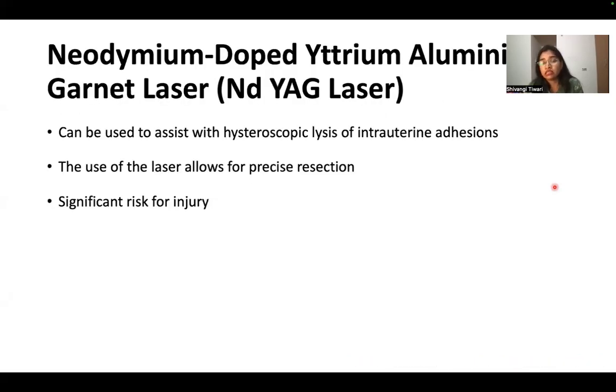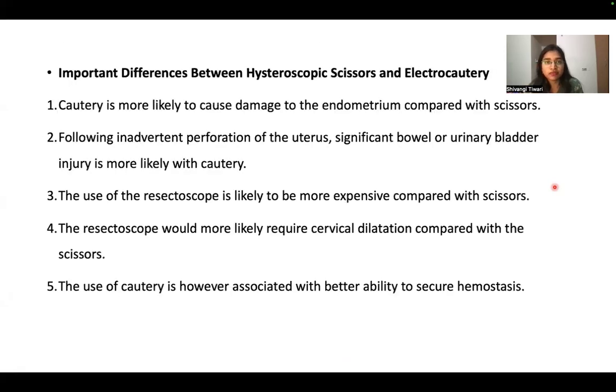Next is Nd:YAG laser. It can be used to assist with hysteroscopic lysis of intrauterine adhesions. The laser is useful for precise location, but there is a significant risk for injury. Best is scissors, but if there are very thick adhesions, then only we have to use cauteries and bipolar surgical instruments.